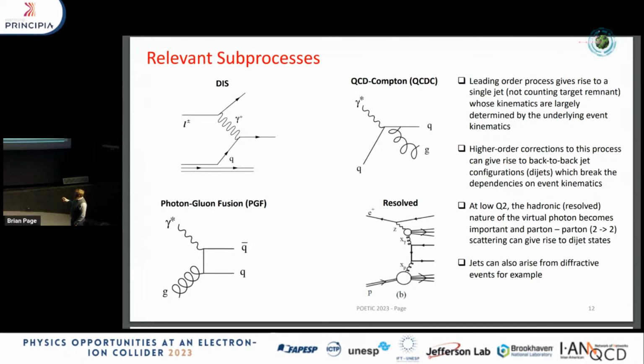And then as we go down in Q squared, towards Q squared equals 0, the hadronic component of the virtual photon itself actually becomes important, and you get fluctuations into hadronic states, and you can get something akin to proton-proton, or partonic 2-to-2 scattering, where you have a parton from the photon and a parton from your proton coming in, again giving you this dijet configuration. Jets can also arise from things like diffraction, which I will not talk about here today.